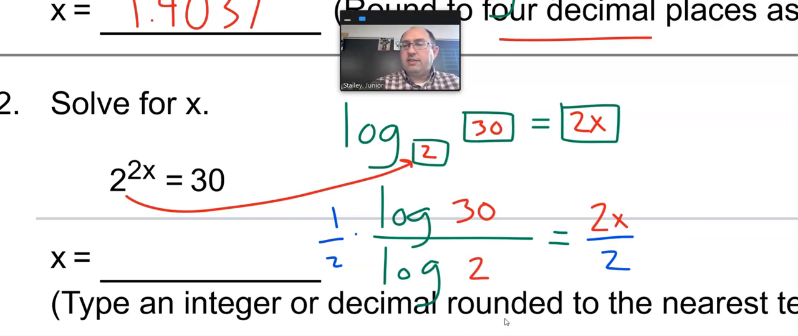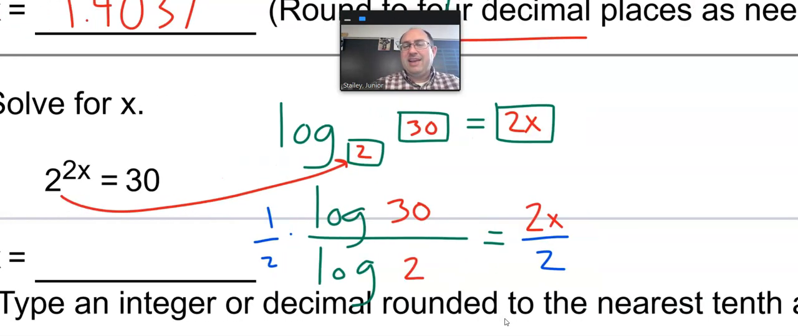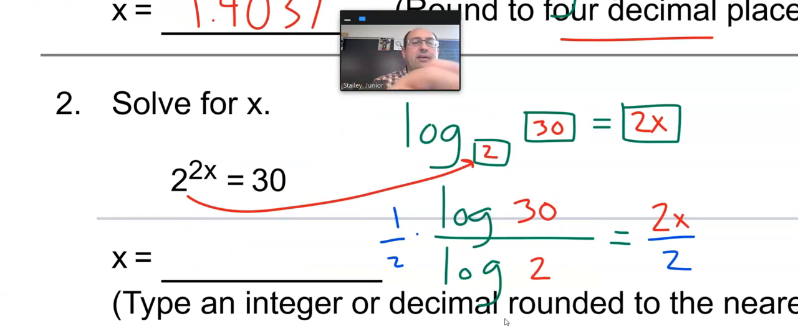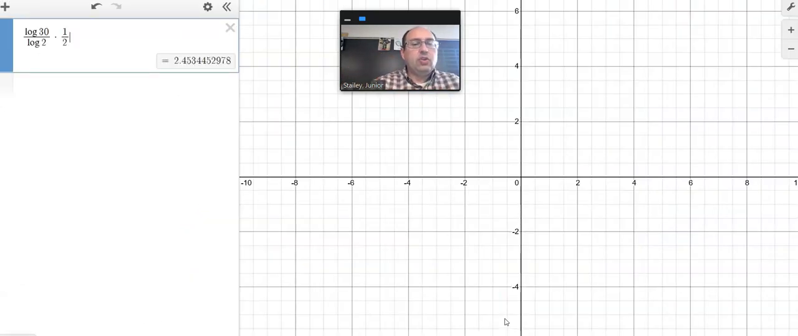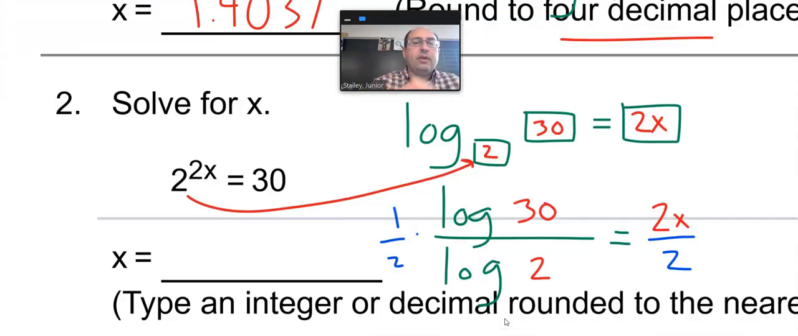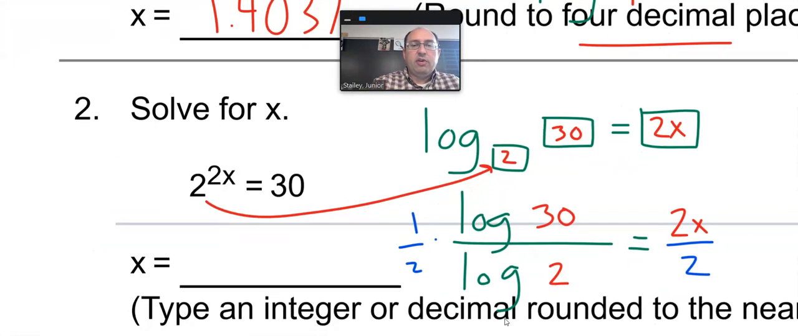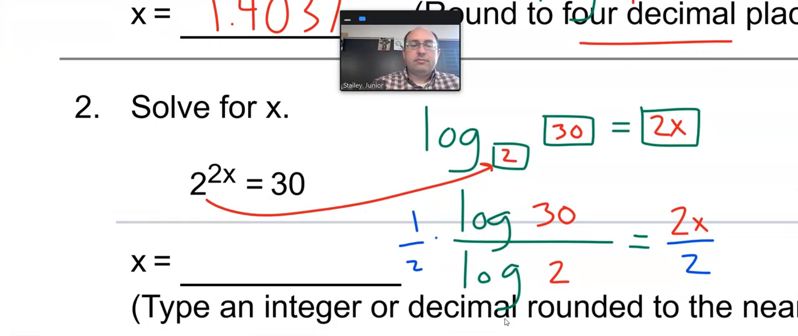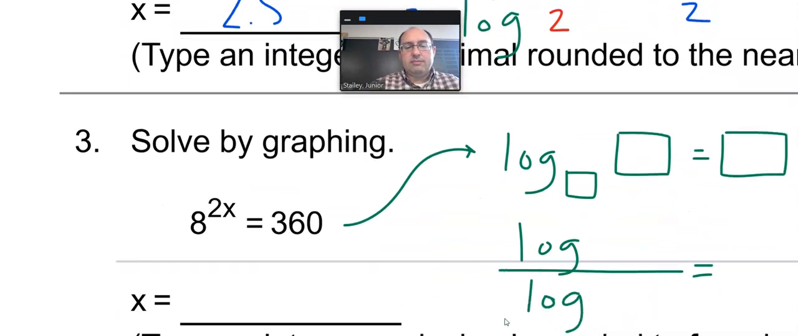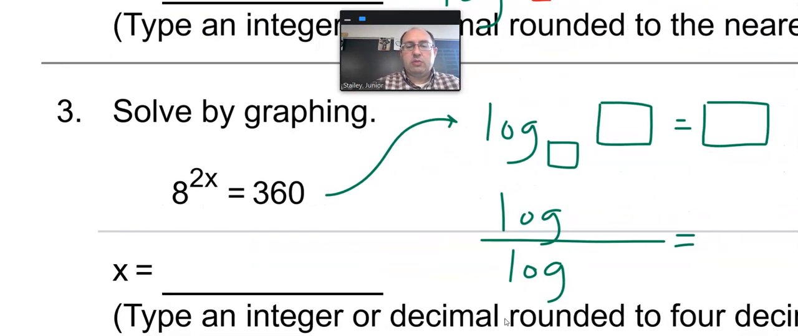Nearest. Are they going to say 10th? They did. They said 10th. Holy cow. I went way too detailed. 2.5. All right. It's pretty rough. Not exactly going to give you 30 if you plug that one back in. It'll be close, but just not as exact as it should be.